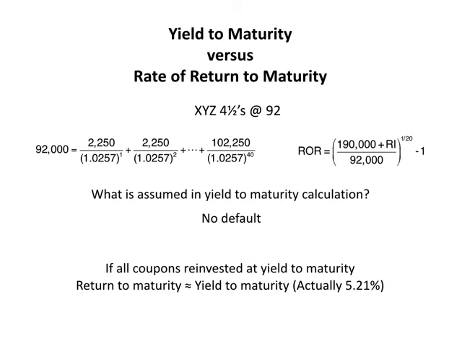On a semi-annual pay bond, because of the impact of compounding, a slightly higher rate of return would be earned. Using the XYZ 4.5s, if all the cash flows were reinvested at the 5.15% yield to maturity, the rate of return to maturity would actually be 5.21%. So yes, assuming a constant reinvestment rate equal to the yield to maturity at the time of purchase would result in a realized rate of return approximately equal to the yield at purchase.